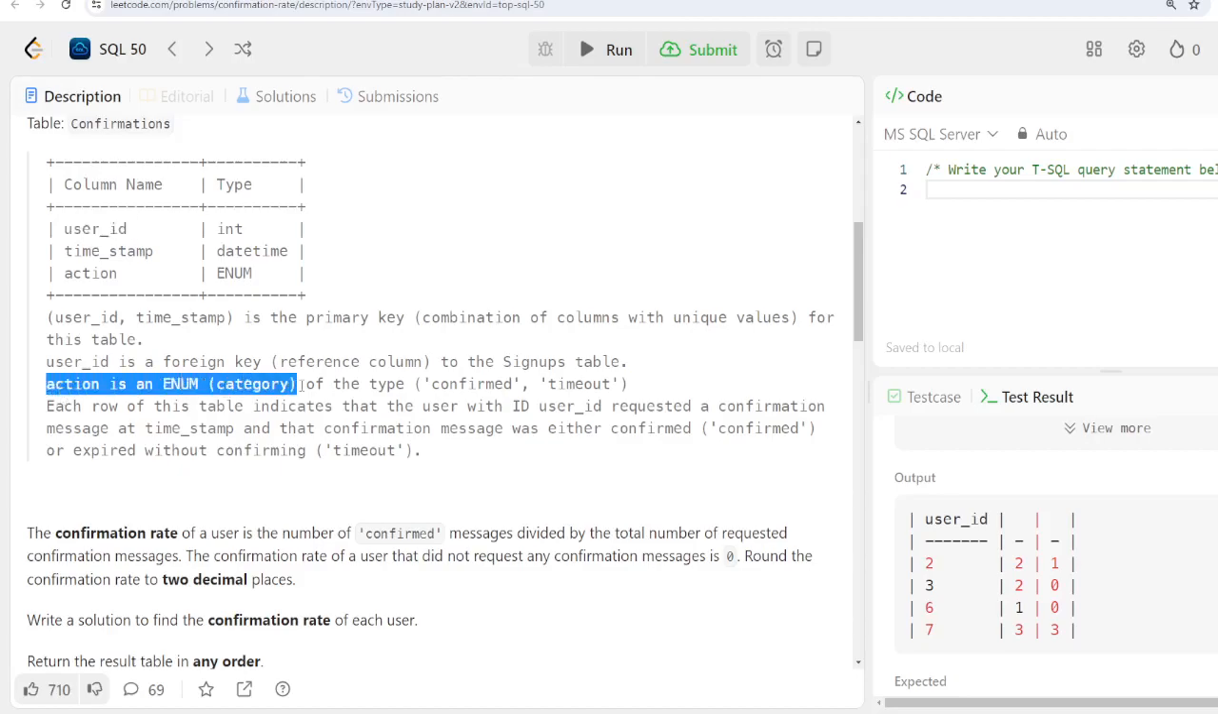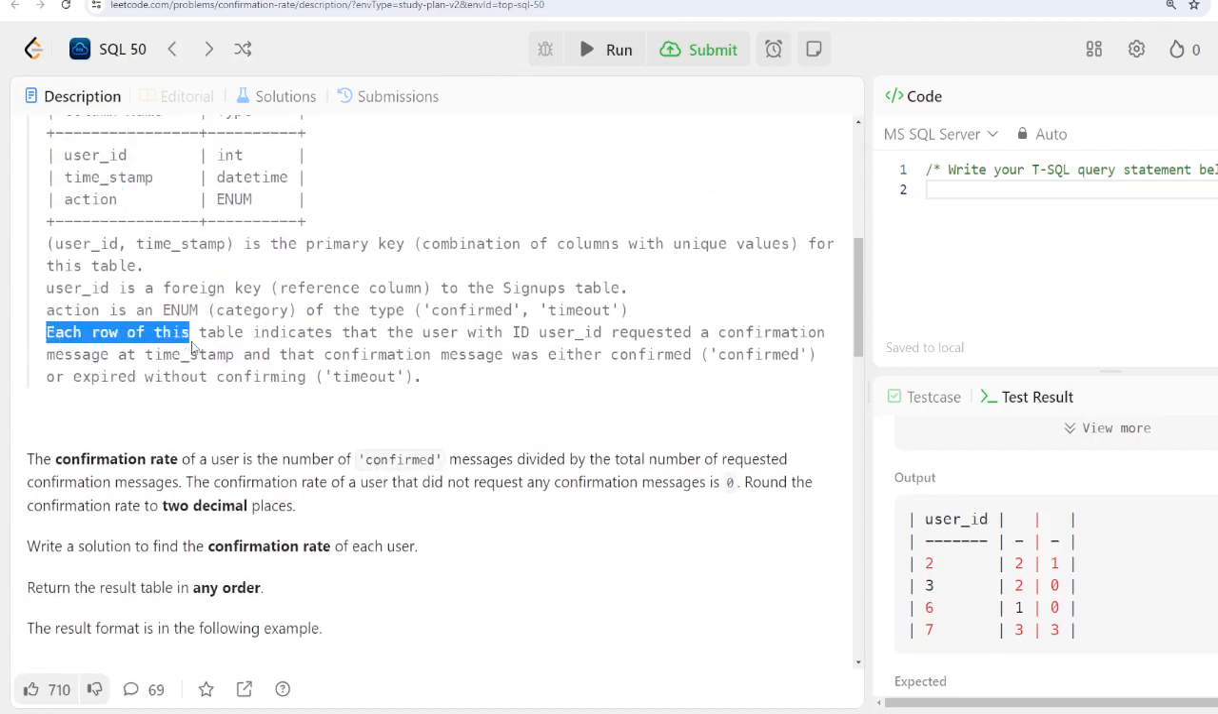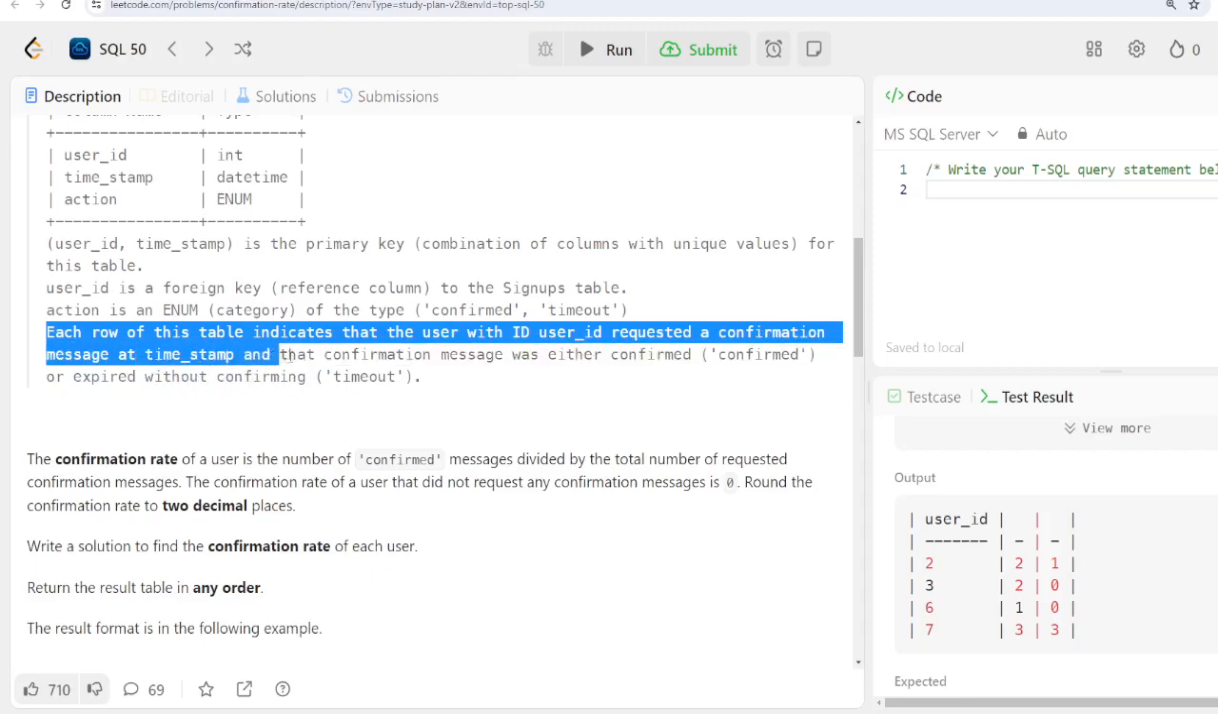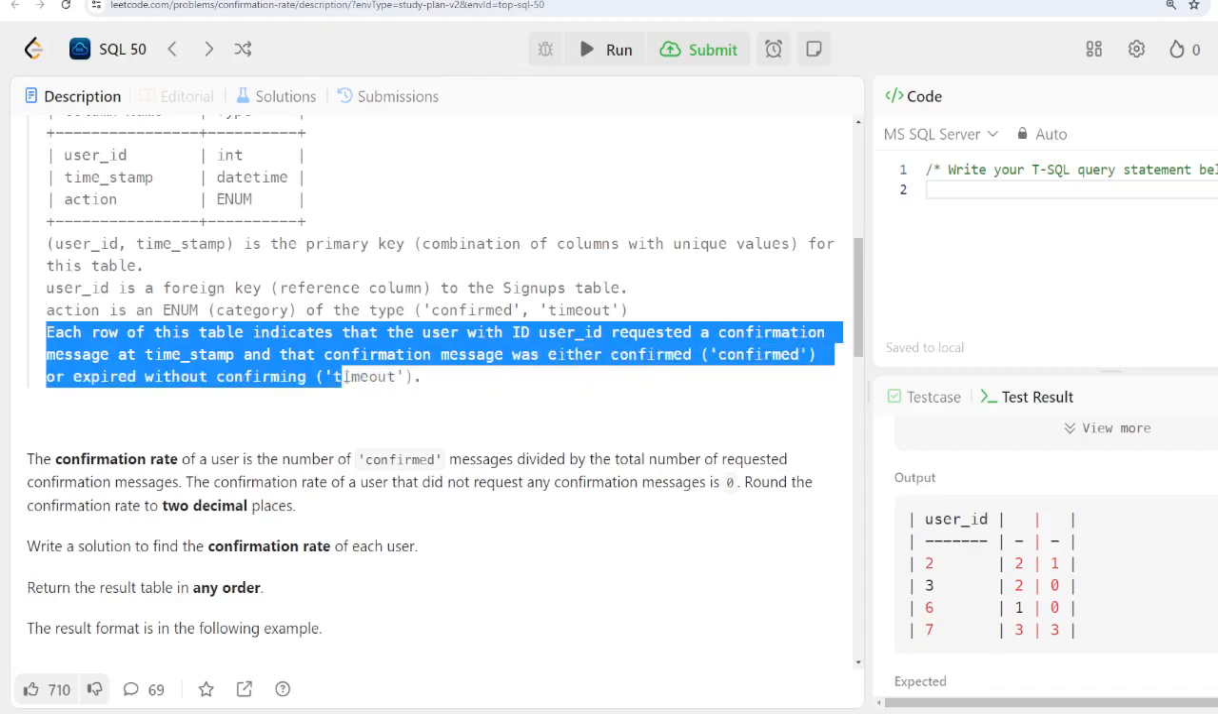Action is an enum category of the type confirmed or timeout. So basically in action column, the only values that can be present is either it can be confirmed or it can be timeout. Each row of this table indicates that the user with ID user ID requested a confirmation message at timestamp, and that confirmation message was either confirmed or expired without confirming, that is basically a timeout.